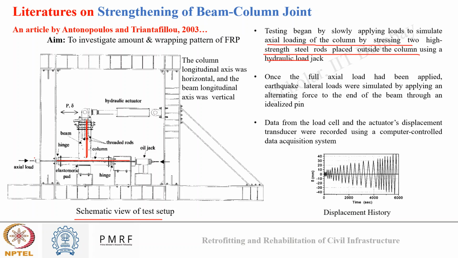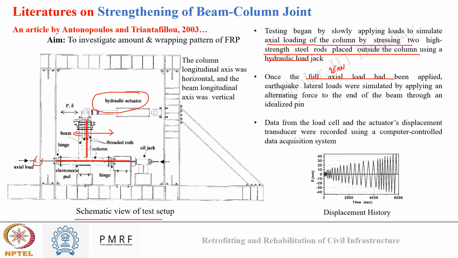So what they did first, using the steel rods, they applied the axial load on the column. Once this column was under full axial load, which was 46 kilonewton, the maximum load they applied on the column, they induced earthquake lateral load, simulated by applying alternate forces at the end of the beam using a hydraulic actuator. The beam was moved alternately in the left and right direction to apply earthquake lateral load.